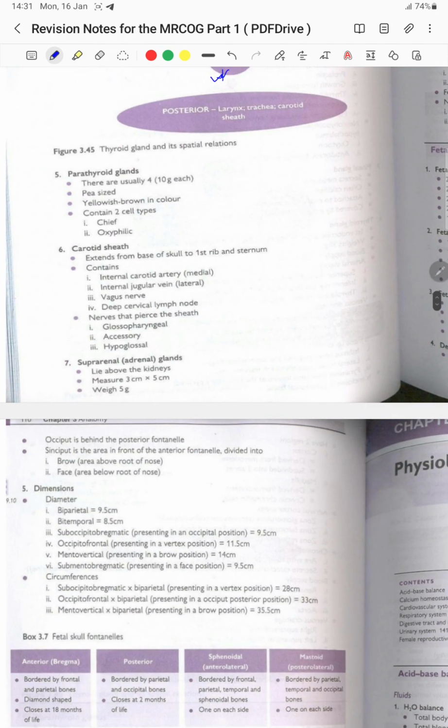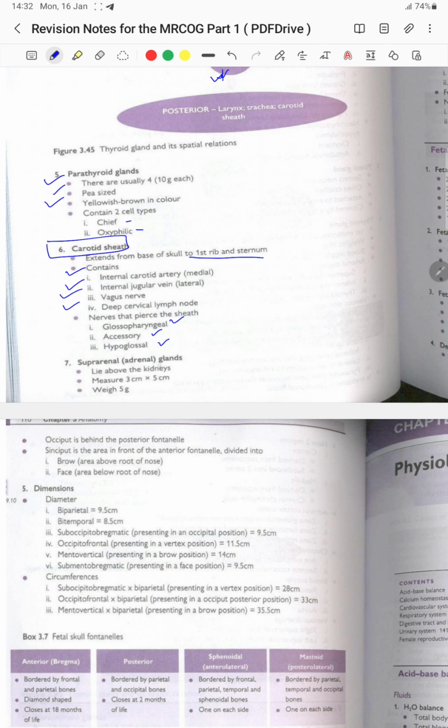Now moving towards the parathyroid glands, they are usually 4 in number, 10 gram each, pea-sized and yellowish brown in color, and they contain two cell types, the chief and the oxyphilic. The carotid sheath extends from the base of the skull to the first rib and the sternum, and contains the internal carotid artery, internal jugular vein, vagus nerve, and deep cervical lymph nodes. The nerves that pierce the sheath are the glossopharyngeal, spinal accessory, and the hypoglossal.